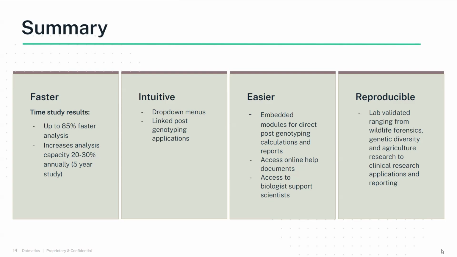The software is intuitive. As we saw from the walkthrough, there are drop-down menus for analysis template selection, linked post-genotyping applications, report settings, and various templates. GeneMarker and ChimeRMarker are easy to use with embedded modules, access to online help documentation, and biologists support scientists. The software has reproducible, lab-validated results in diverse areas ranging from wildlife forensics, genetic diversity, and agriculture to clinical research applications and reporting.